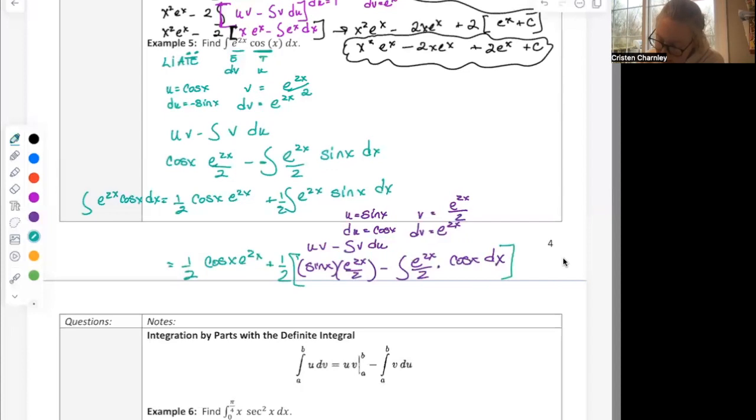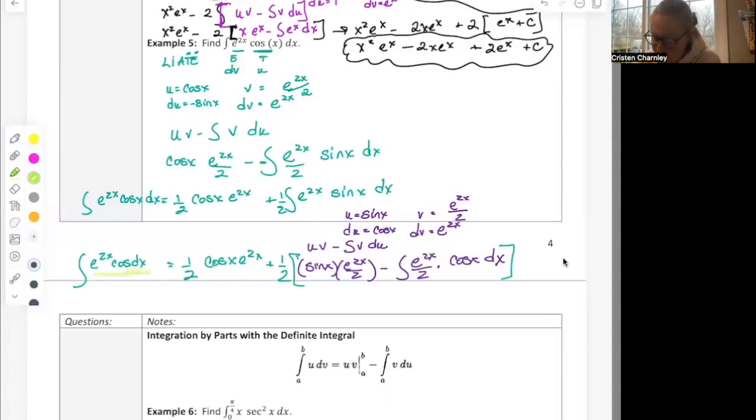Okay. Now, here's the thing. Still don't have an answer. We could do it again. And every time I do one of these iterations of integration by parts, the problem's getting longer and longer and longer. But watch this. If you look, there is a piece that is starting to look rather similar.